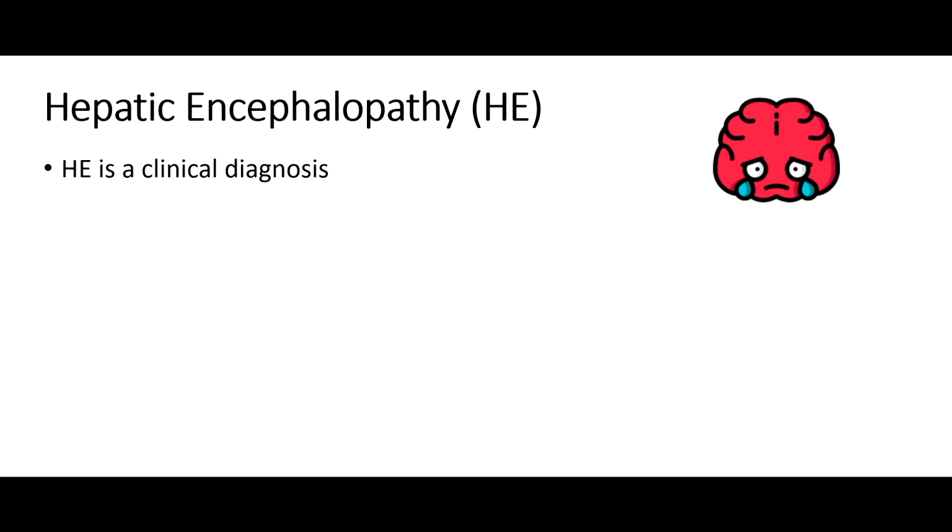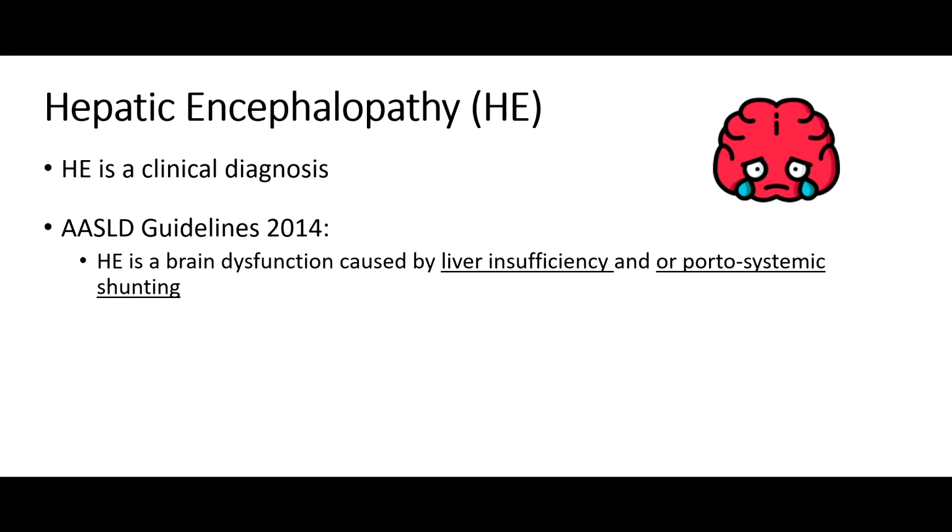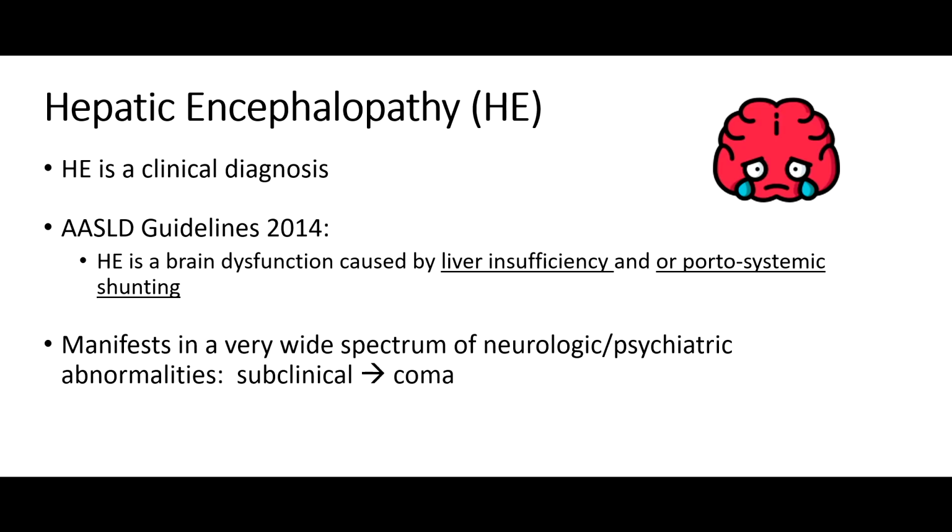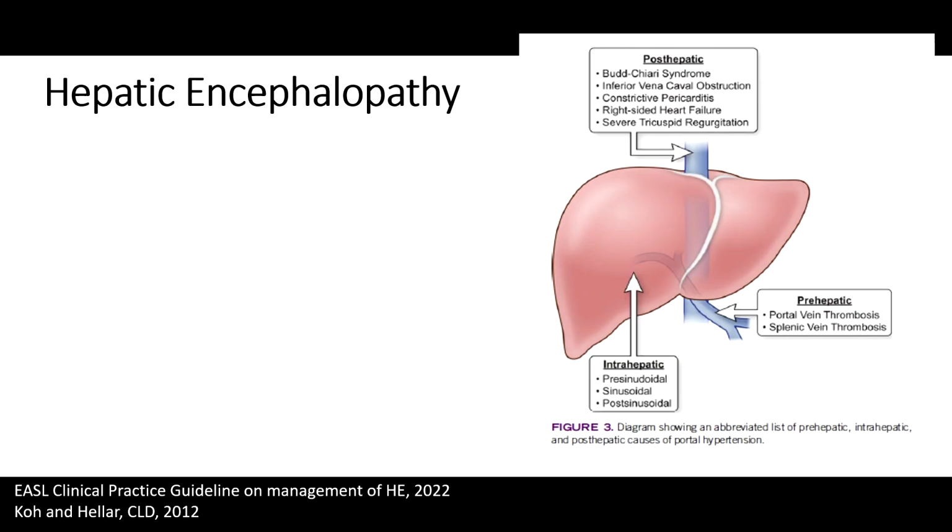All right, so hepatic encephalopathy. One thing to know, it is a clinical diagnosis. This is something that you guys from a clinical standpoint will be able to diagnose, and I think you guys know it when you see it most of the time. The main Liver Society guidelines from 2014 define it as brain dysfunction caused by two different things: liver insufficiency and/or portosystemic shunting. So both of those contribute in our patients with chronic liver disease. It can manifest in a wide spectrum of neurologic psychiatric abnormalities, subclinical, all the way through coma in some individuals.